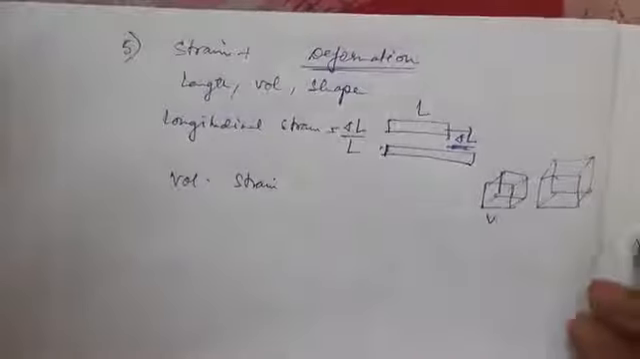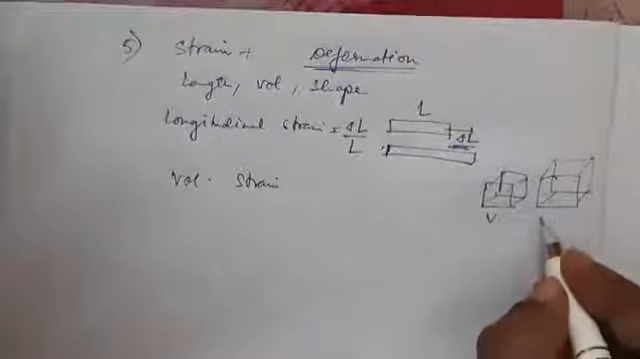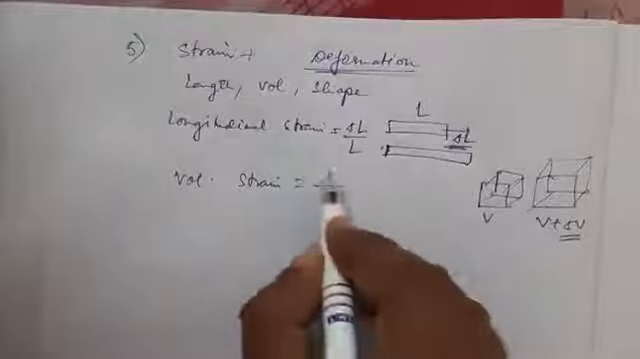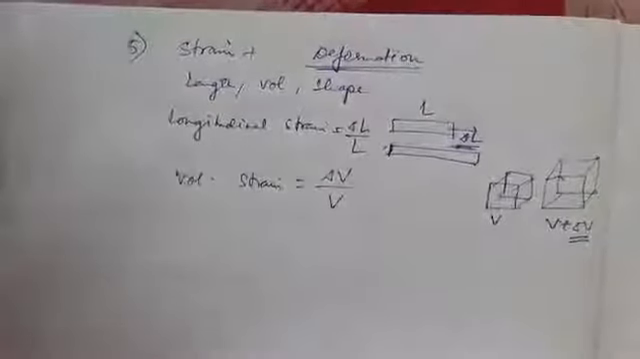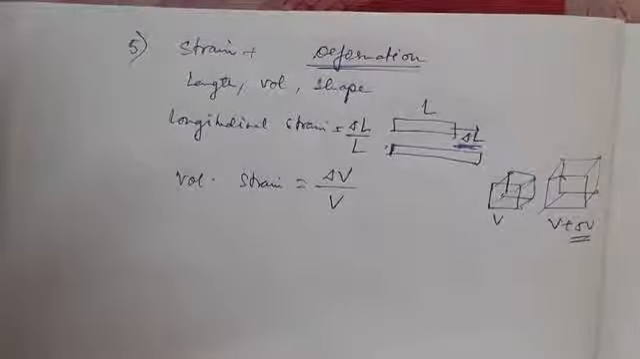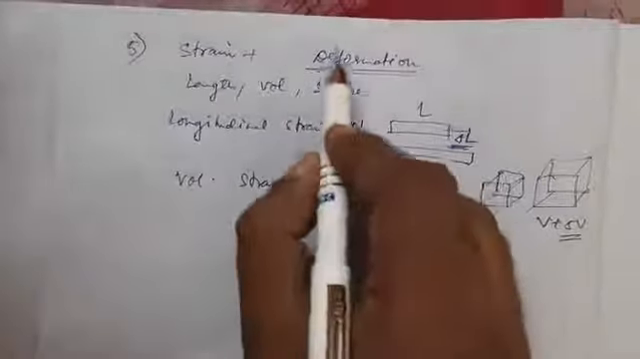That means original volume was V. Now the volume is V plus delta V. This is the change in length. So volume strain will be delta V by original volume. That means change in length by original length is longitudinal strain, and change in volume by original volume is volume strain. This is how we can measure deformation.